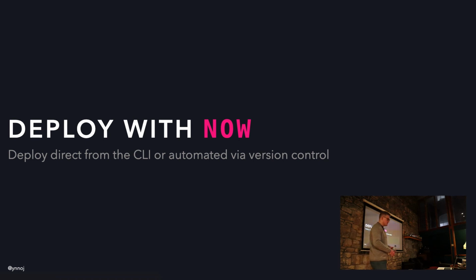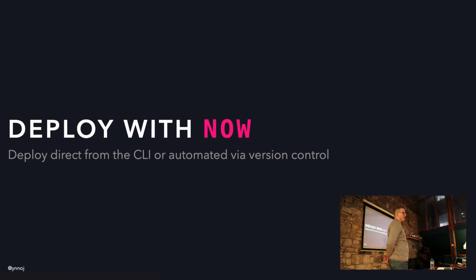Deployment: deploy direct from the CLI. Once you've fully configured your project, you can easily deploy in the Now CLI tool with just that command, now. That will check for the config file. If there's no config file, then obviously it'll error, but otherwise it'll read from the config file and build what you've told it to build.